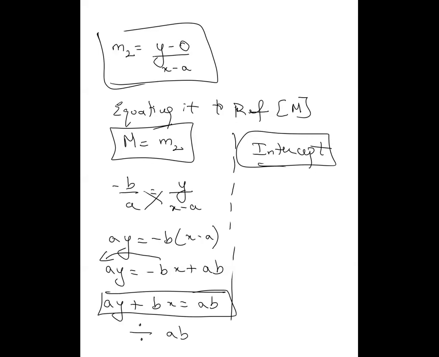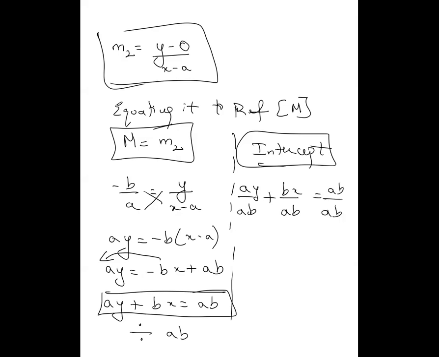Because, again, as the math says, you're supposed to make sure that you're doing the same thing on both the sides. So since you're trying to divide AB on the right hand side to get 1, you're supposed to perform the same operation on the left hand side also. So after dividing the complete equation by AB, it becomes AY divided by AB plus BX divided by AB is equal to AB by AB.